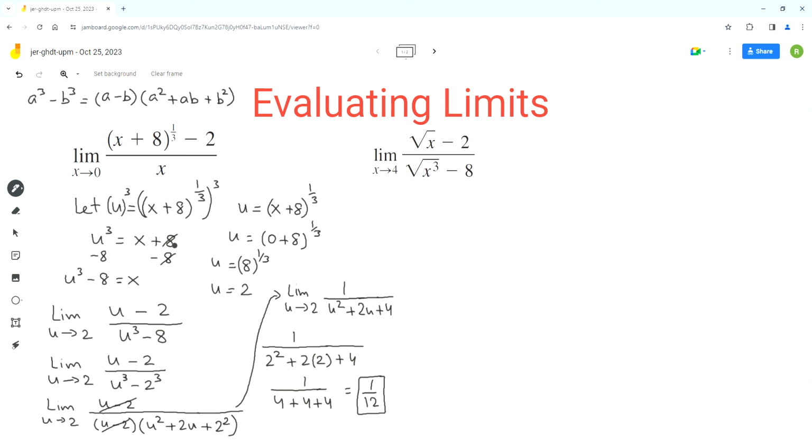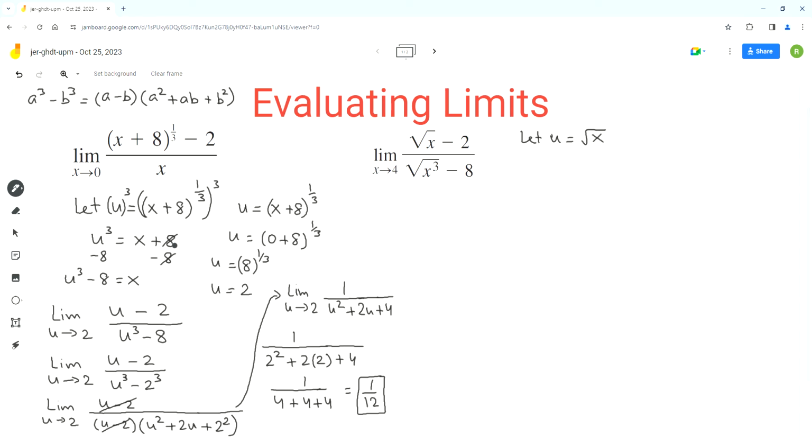So now we can work on the second one. Limit x approaches 4, square root of x minus 2 over square root of x cubed minus 8. So here again we'll have to use the variable substitution or the u-substitution. So here we'll do the substitution for square root of x. So let u equals square root x. Now we'll have to do the substitution for x cube as well.